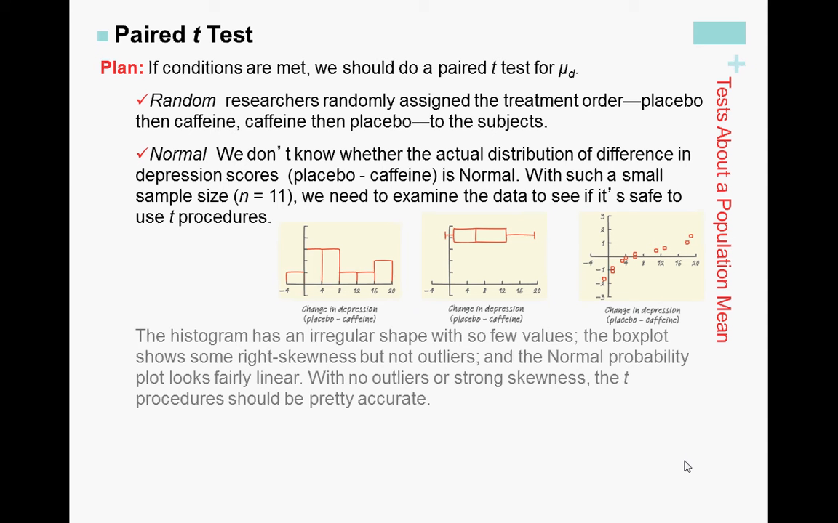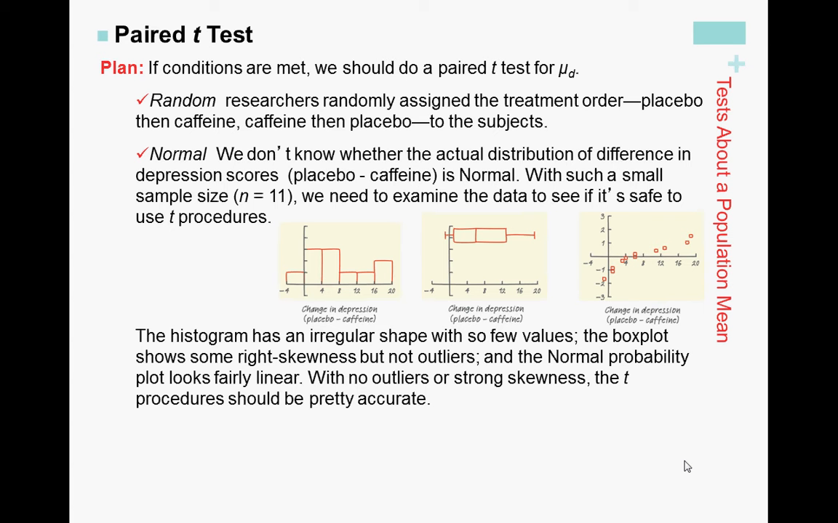But the normal probability plot looks fairly linear. So it's certainly not real close, but there's no strong skewness, and there's no outliers at all that we can see. So we decide t procedures are going to be close enough.